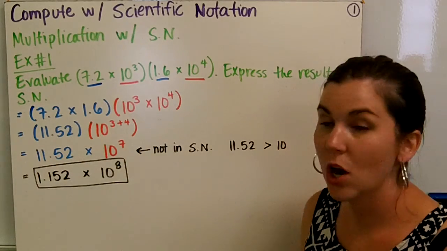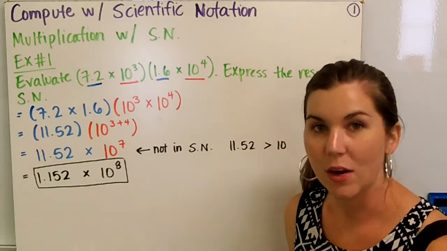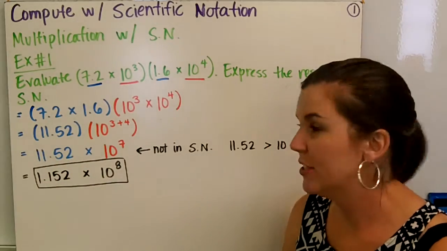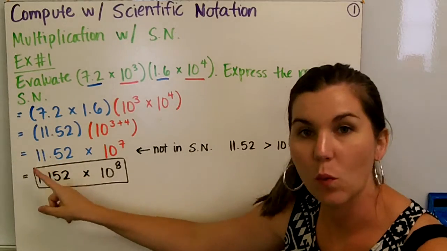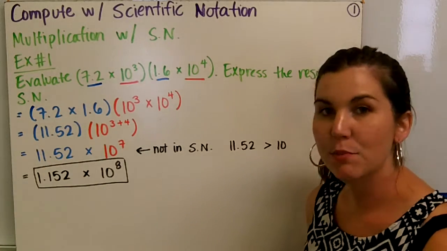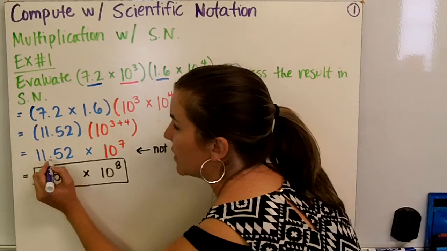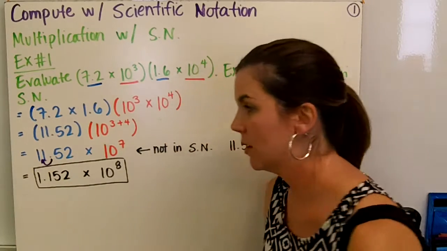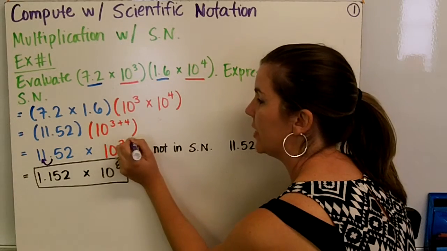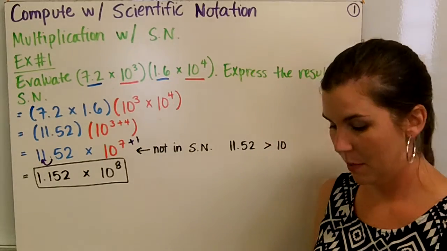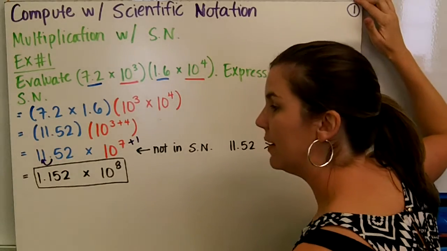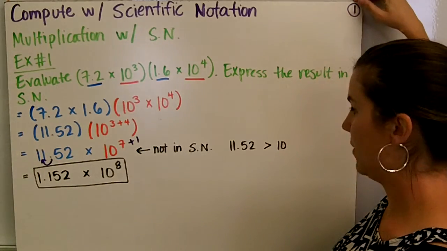Now this looks like it's almost in scientific notation, but not quite. Remember that this front portion of scientific notation must be between 1 and 10, and 11 is not between 1 and 10. So I need to move this decimal. I need to move the decimal one place to the left, which means that I'm going to have to increase the exponent by 1 as well. So it becomes 1.152 times 10 to the 8th power.